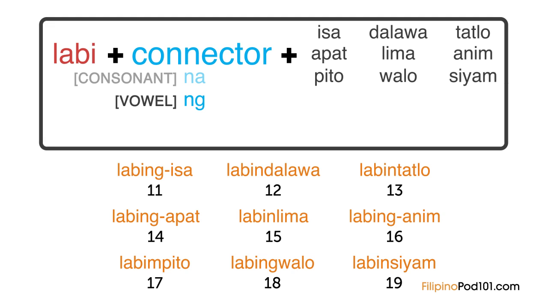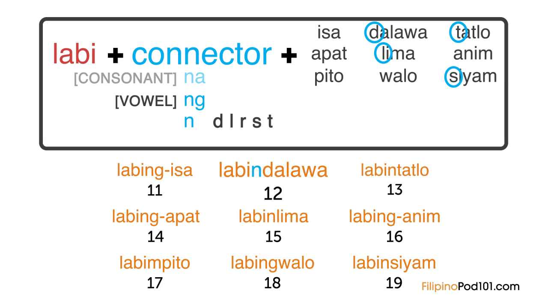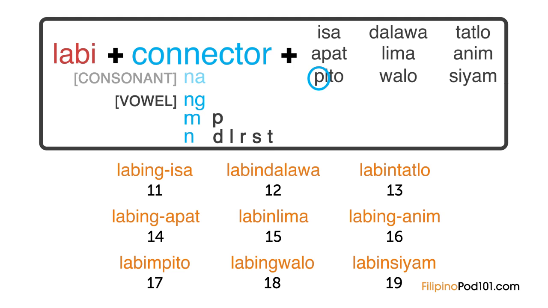However, NG sometimes changes its form depending on the letter that follows it. For the letters D, L, R, S, and T, the G from NG is dropped to make it easier to pronounce. Labindalawa, labintatlo, labinlima, and labinsyam. If a P follows the NG connector, the NG becomes an M, just like in labimpito.